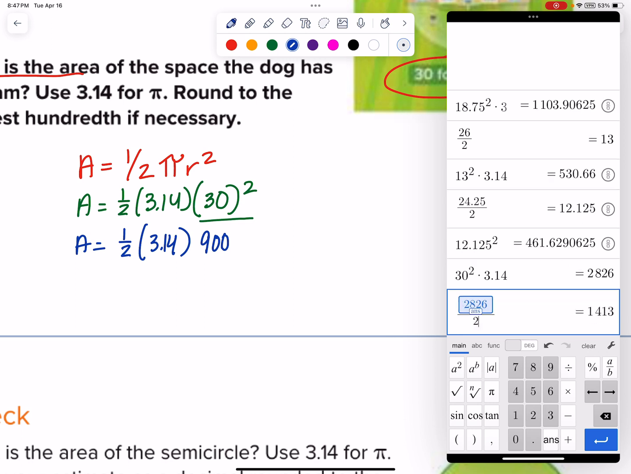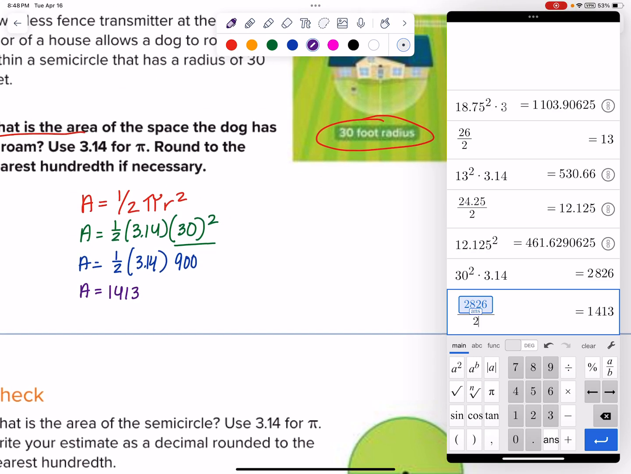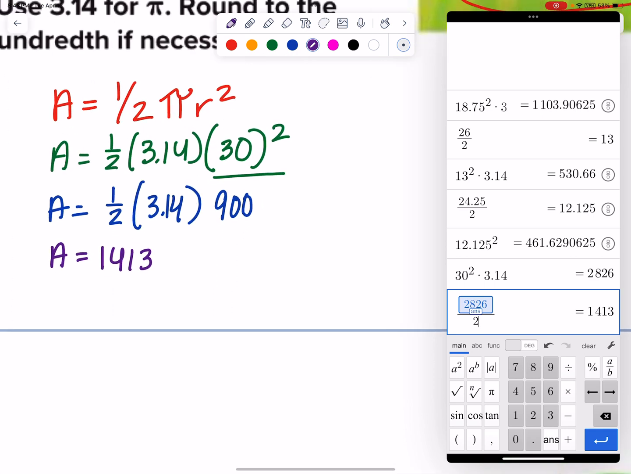Okay, so just be careful with your Desmos and make sure you're typing everything in accurately. And then I do want to show you how we can still type it in the other way and get the right answer as well. So 1413, let's look at our units. Okay, feet, and it's squared.